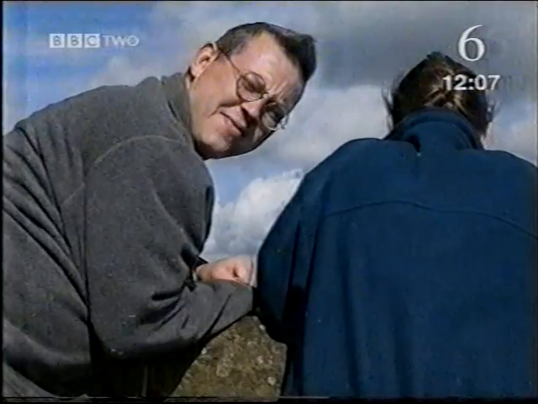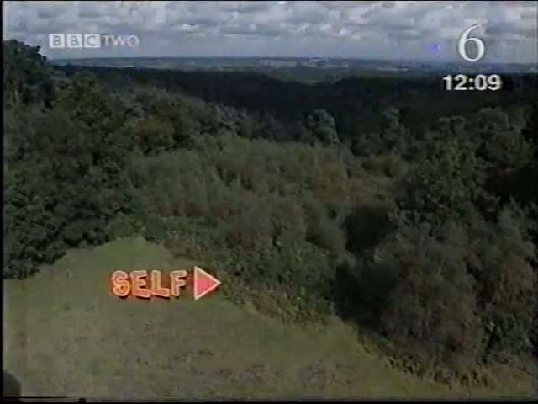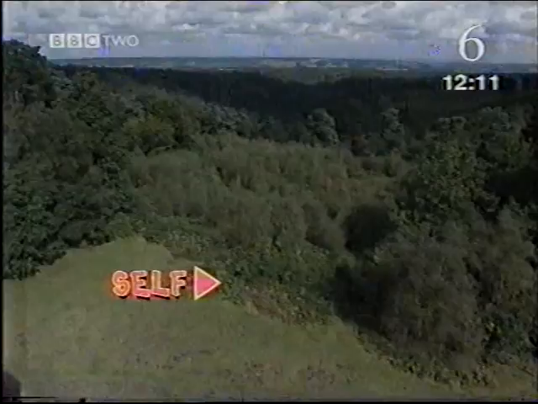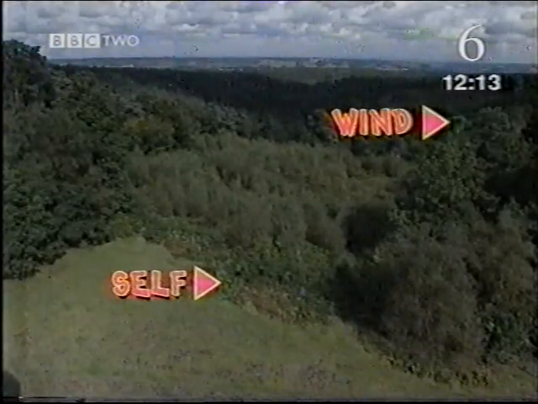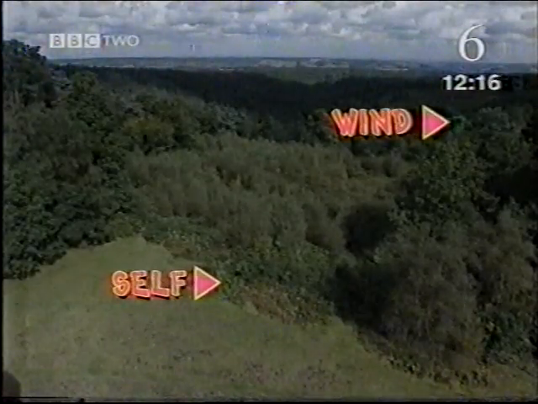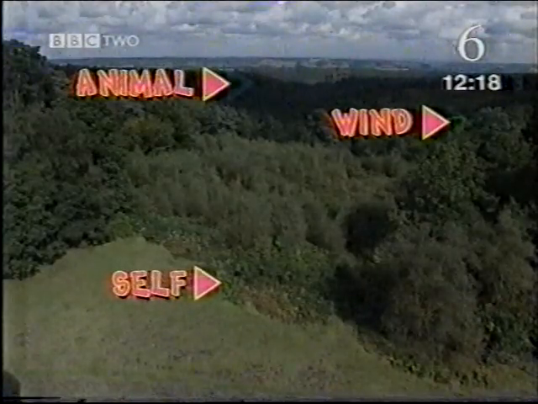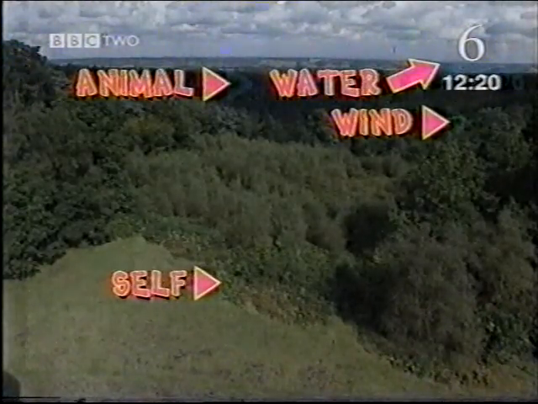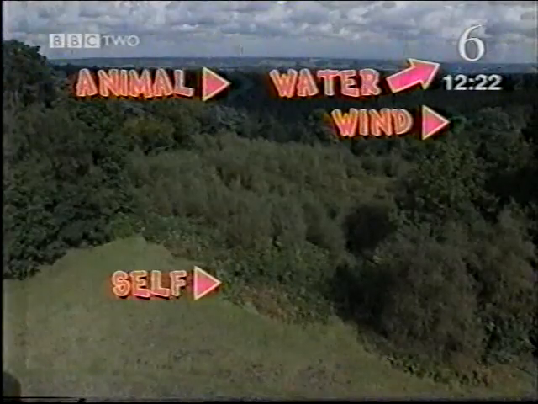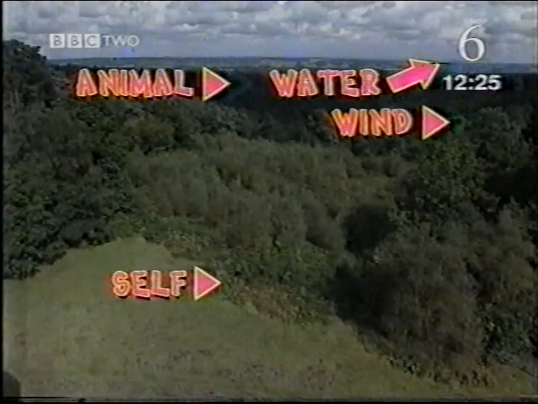Let's see how the different seeds have done. Self-dispersal could have got them a few meters. Wind dispersal could be hundreds of meters. Animal could be a few kilometers. Water could get them even further still. But the important thing is that each seed gets to where it needs to go.